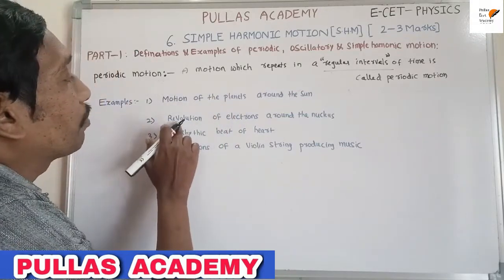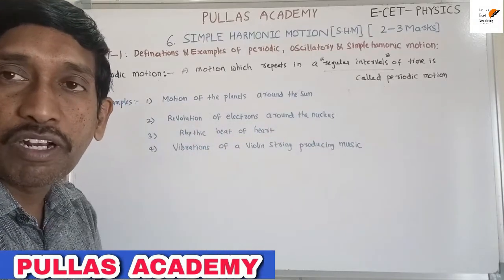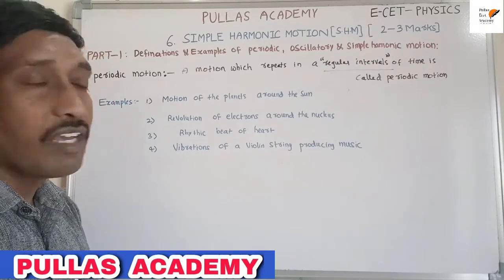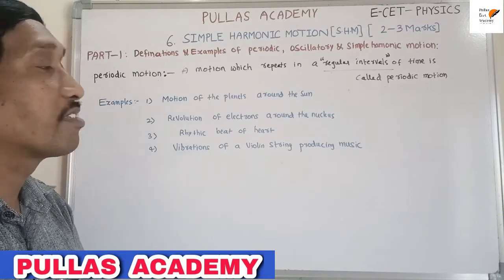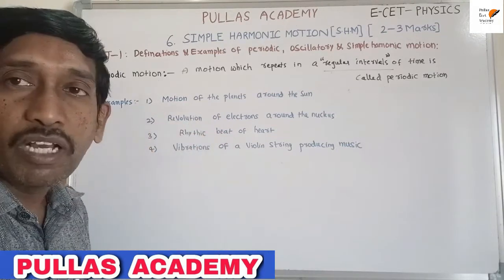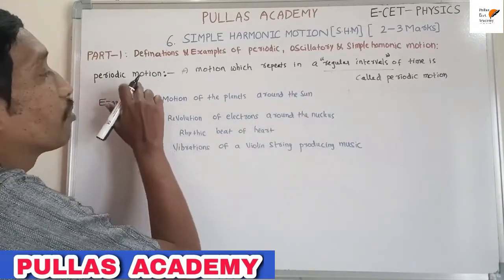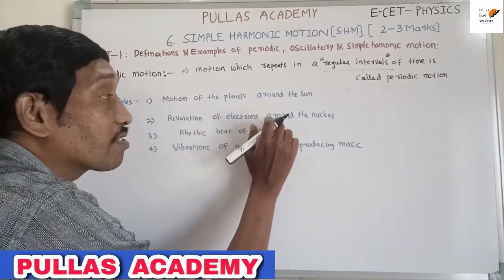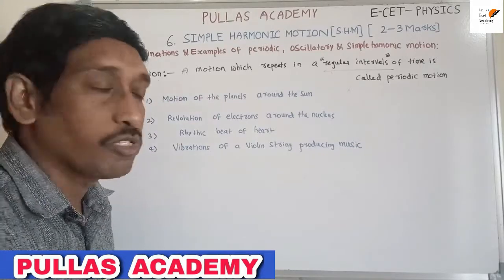Next, one more example: revolution of electrons around the nucleus according to the modern electron theory. All electrons are revolving around the nucleus. This motion of electrons around the nucleus is also periodic motion, because they also repeat in regular intervals of time. That's why this is also an example of periodic motion.